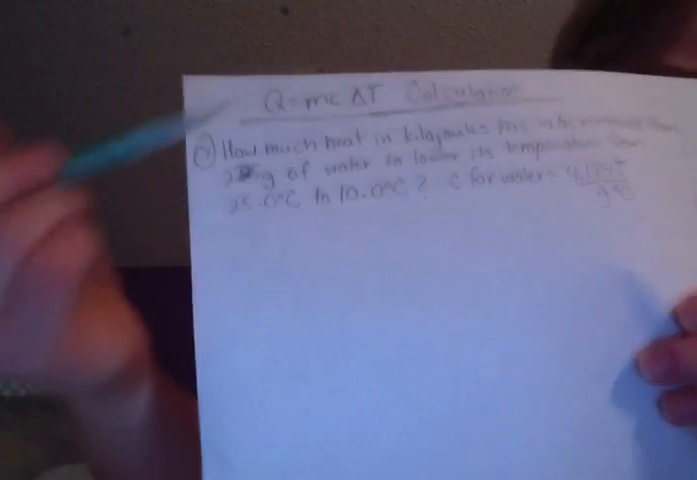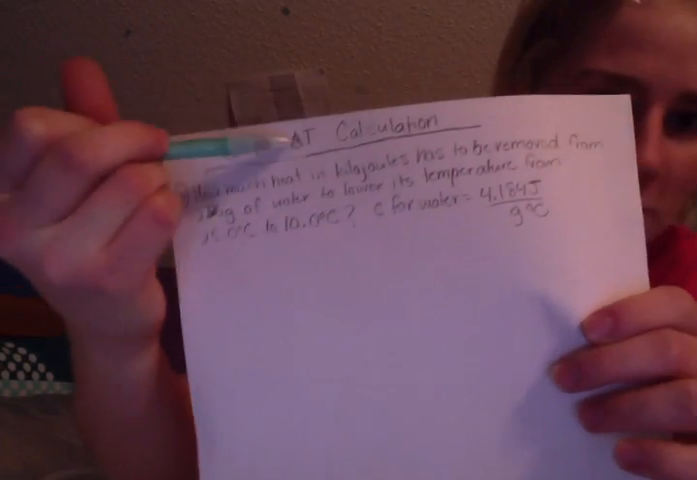Okay, so first we're going to figure out the equation: Q equals mc delta T, where delta T is the change in temperature. Q represents heat energy, m represents the mass, c represents the specific heat, and delta T represents the change in temperature, which is final minus initial. First we need to identify Q, which is what we're finding, so we put a question mark by that.